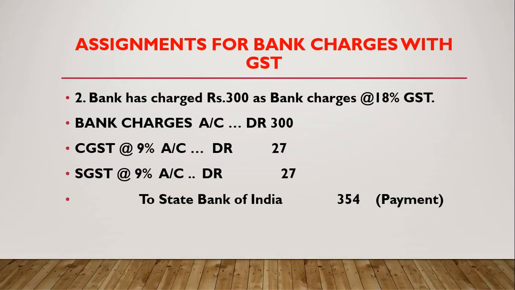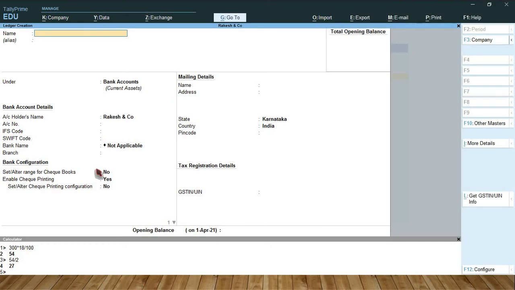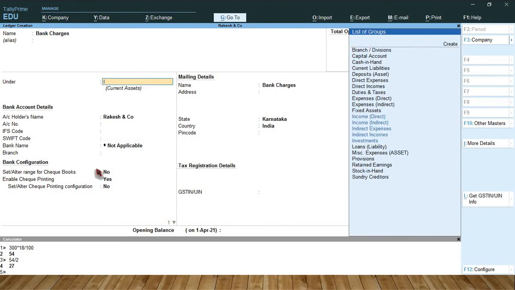In the second transaction, the bank has charged rupees 300 as bank charges at 18% GST. Bank charges account debit 300, CGST at 9% account debit 27, SGST at 9% account debit 27, to State Bank of India 354. Okay, so this is the bank charges amount. So create bank charges, under indirect expenses.